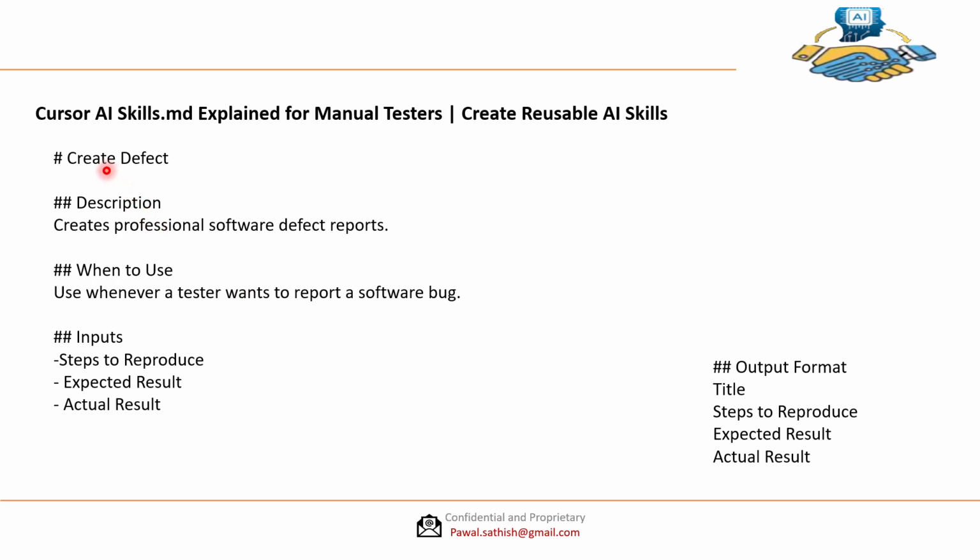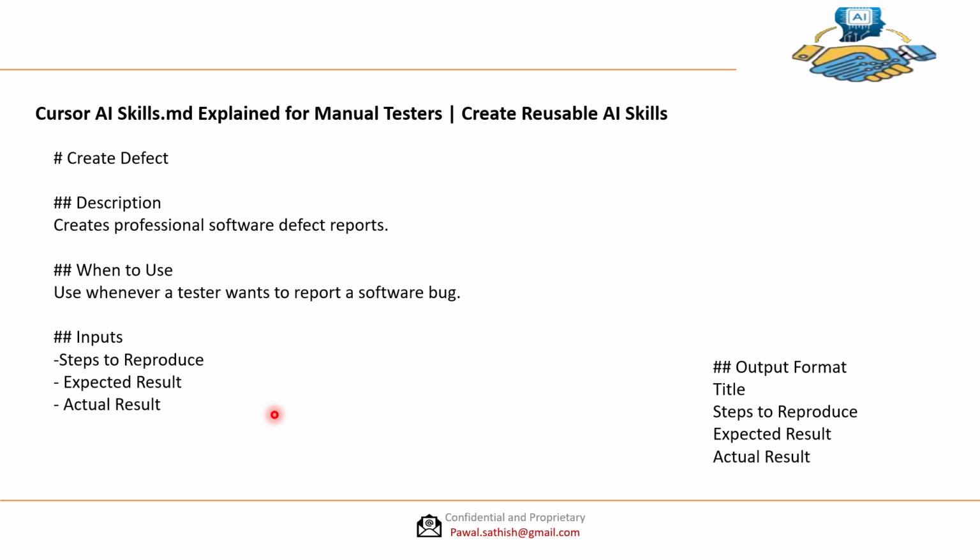For demo purposes, I have used the create defect skill. Here you see, this is the title, and this is the description: create professional software defect reports. When to use: use whenever a tester wants to report a software bug. Right now I just mentioned it generically. I am also giving the steps to reproduce as input, and the output. For demo purposes, I have just mentioned these things.